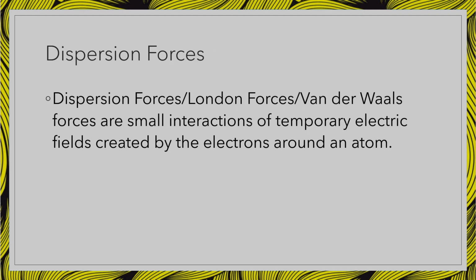Dispersion forces, aka London forces, aka van der Waals forces, are small interactions of temporary electric fields created by electrons around an atom. Basically, you've got electrons whizzing around an atom, and at some point some electrons might both end up on one side. Okay, so we get what we call a fluctuating dipole. So we get this little spherical atom where the charge temporarily builds up on one side. Okay, and it's just a chance that it happens.